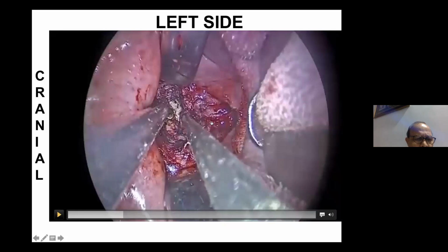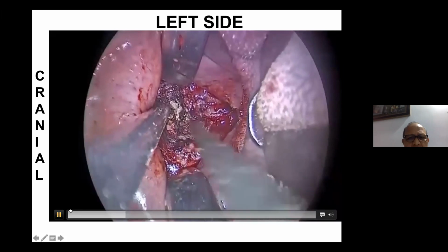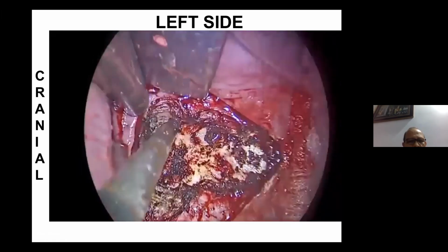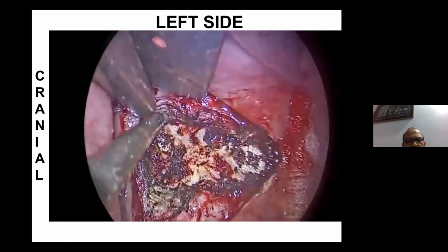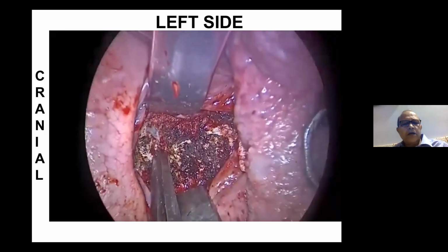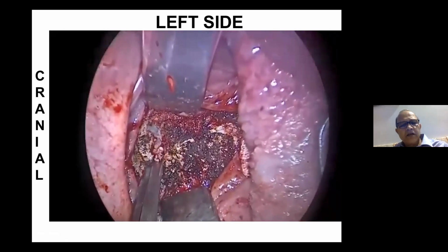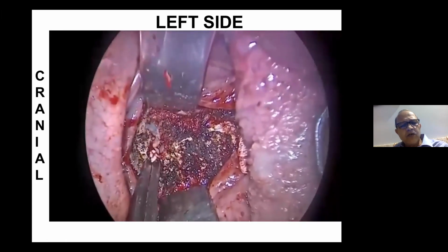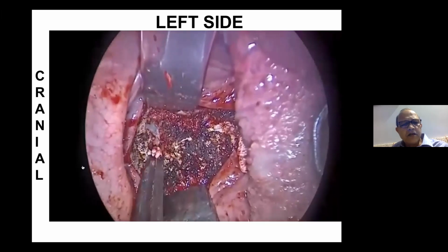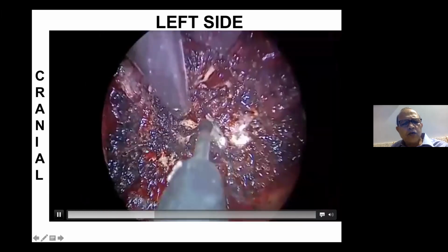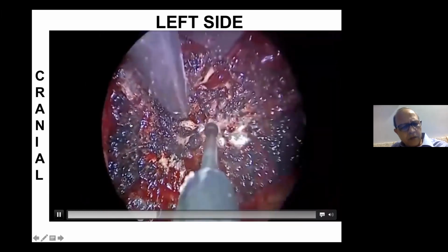So same thing as we have seen in the trans-cervical approach. Expose the C1 anterior arch, C2, and then the lateral mass. I'm trying to remove the C1 anterior arch, which is difficult, so you have to drill. But partially you can drill.